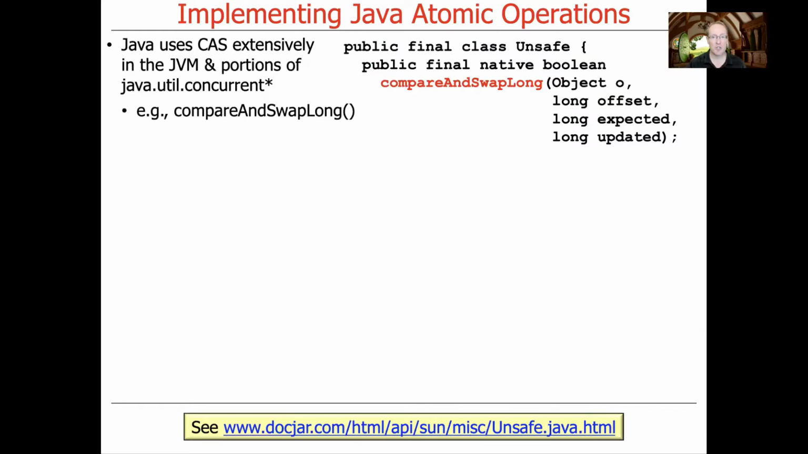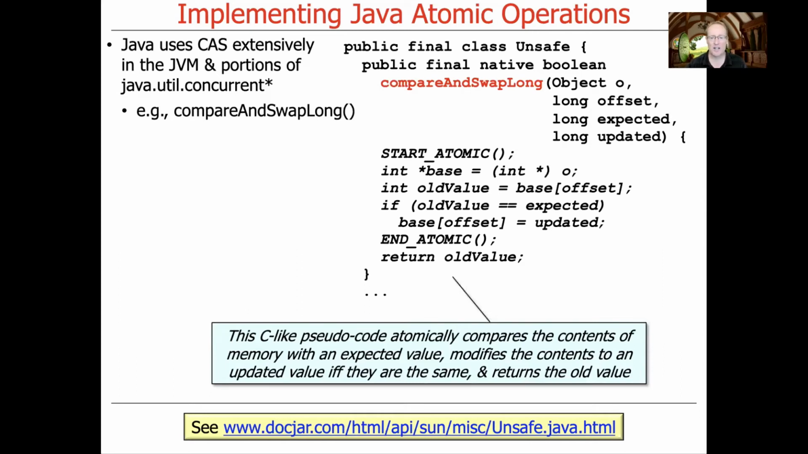And let's take a look at a particular example. This is the compare and swap long method, which is defined in the Java Unsafe class. And you can take a look at the link at the bottom of the slide to find the documentation or the signatures for this class. But basically, this is what it looks like if you poke around there. You can see that this is implemented as a so-called native method, which means its actual implementation is going to be in C or C++.